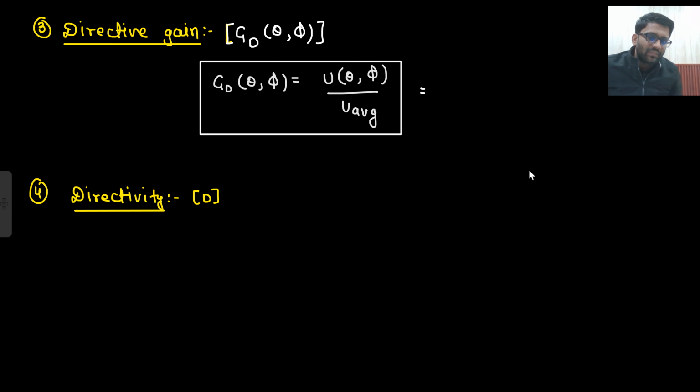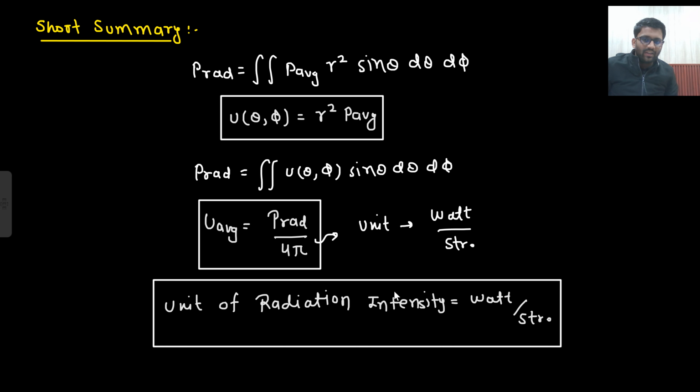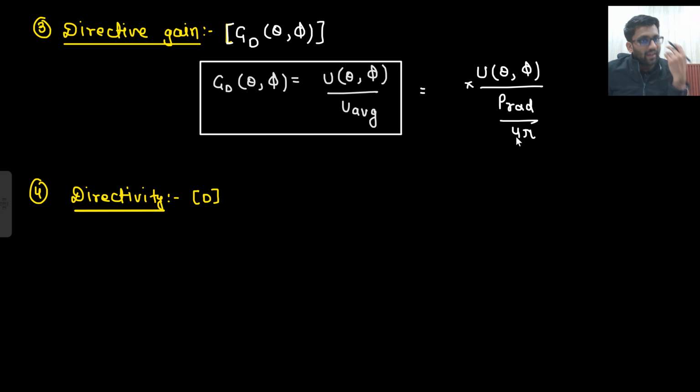So can I write it down in this manner? Let's write down U(theta, phi) as it is. What is my U average? That is P radiated upon 4 pi. U average is P radiated upon 4 pi, and this is for any antenna.